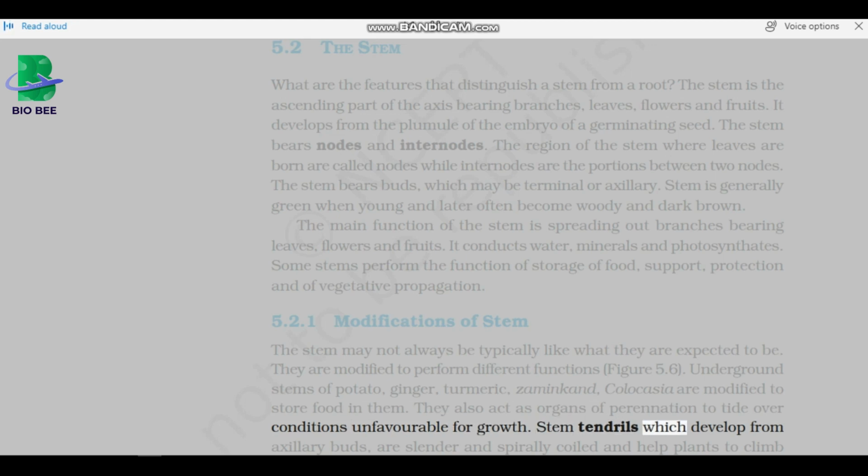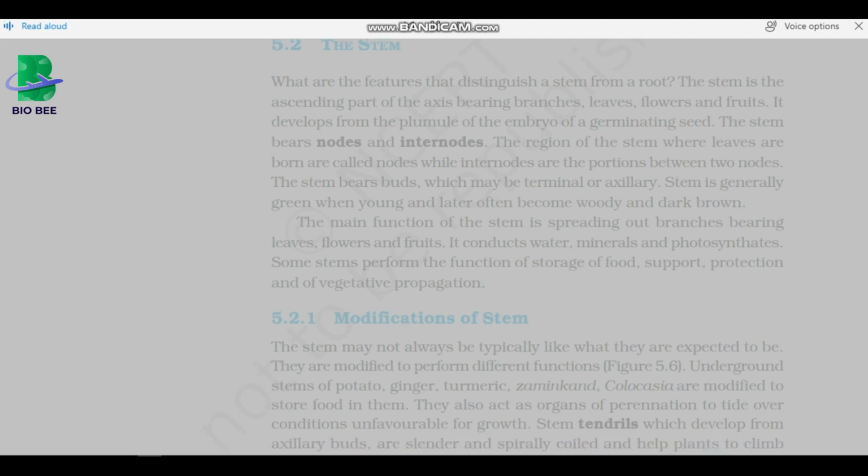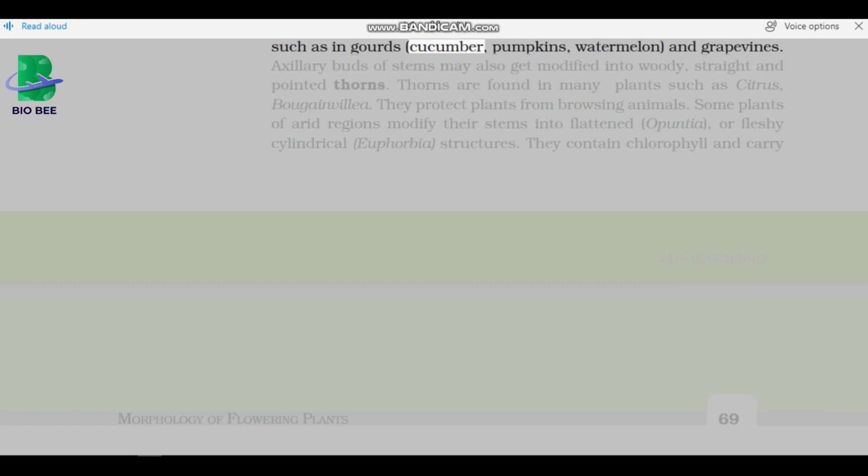Stem tendrils which develop from axillary buds are slender and spirally coiled and help plants to climb, such as in gourds, cucumber, pumpkins, watermelon, and grapevines. Axillary buds of stems may also get modified into woody, straight, and pointed thorns. Thorns are found in many plants such as citrus, bougainvillea. They protect plants from browsing animals.